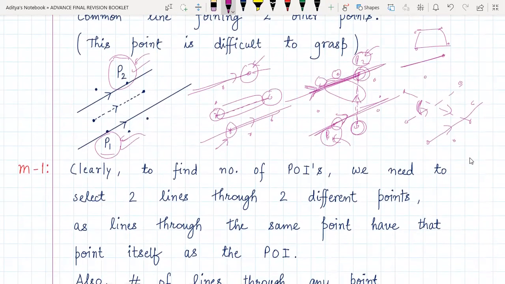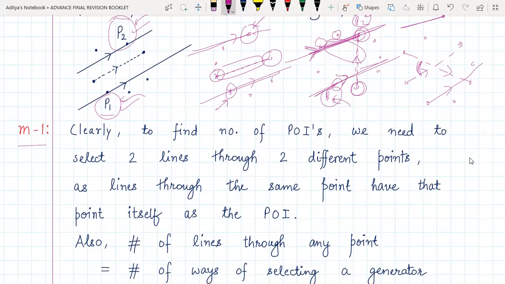Now method one, let us discuss. Method one says, clearly to find the number of points of intersection, we need to select two distinct lines through two different points, as lines through the same point have that point itself as the point of intersection. This is correct. So try to understand it diagrammatically. Let's say this kind of a diagram we are having. There will be many lines through this particular point, many lines through this particular point, many lines through this particular point, like this, like this, like this. Obviously, if we take lines through the same point, then they all intersect at the point itself, but we don't have to count this point, right?